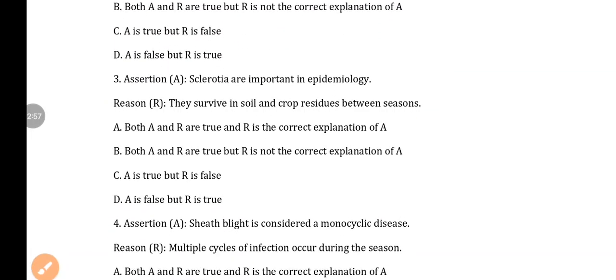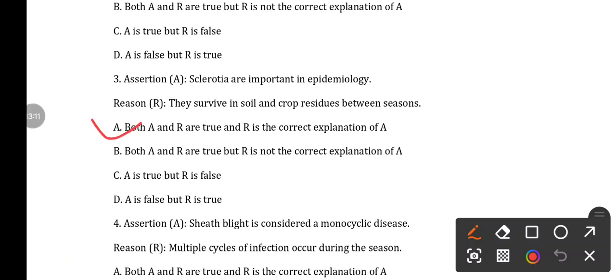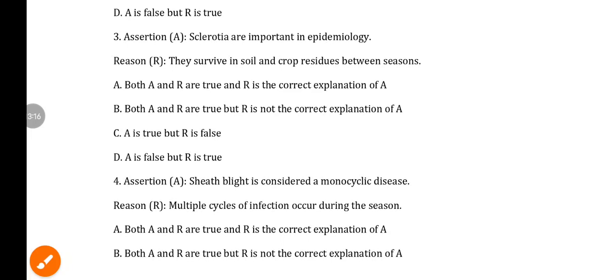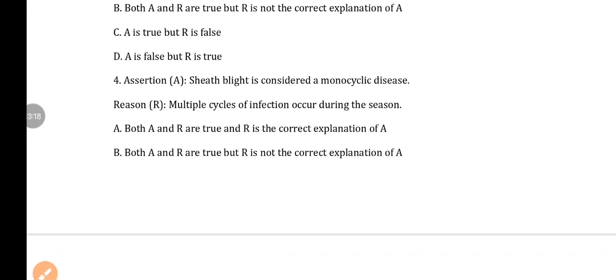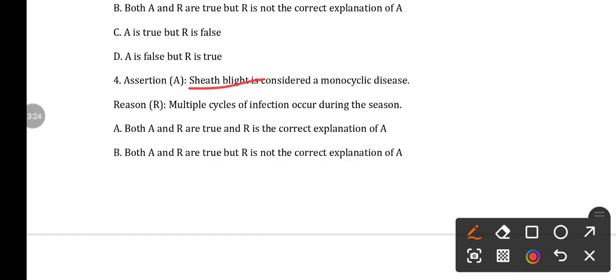Next, question number 3, assertion: sclerotia is important in epidemiology. Reason: they survive in soil and crop residue between the seasons. Both statements are correct, and R is the true explanation for A. Next, question number 4. Seed blight is considered a monocyclic disease. Yeah, this is a monocyclic disease. Then reason: multiple cycles of infection occur during the season. Wrong. Here it should be a single cycle of infection occurring during the season.